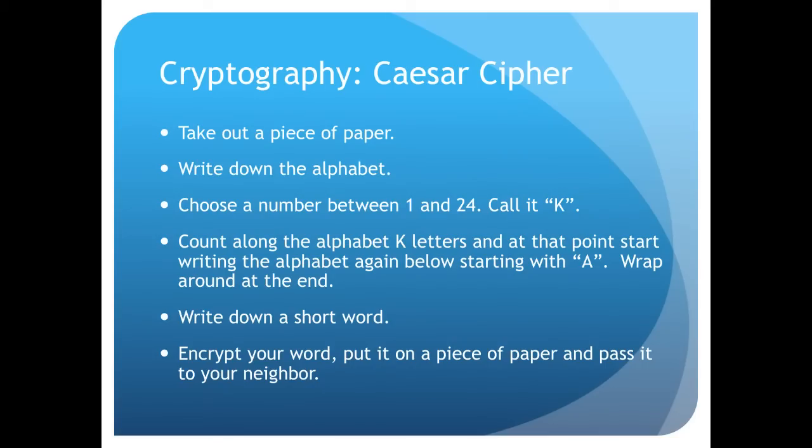Okay, if you want to do a little bit of simple cryptography, take a piece of paper and write down the alphabet. Choose a number between 1 and 24, let's call it K. Count along the alphabet K letters, and at that point start writing the alphabet again below the starting A, wrapping around at the end. Now you take some word you want to encrypt, put it on a piece of paper, and pass it to a neighbor. See if they can figure out what it is.